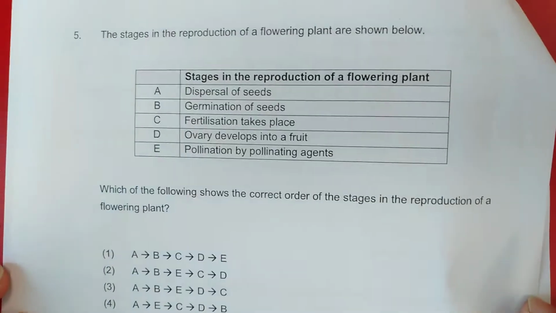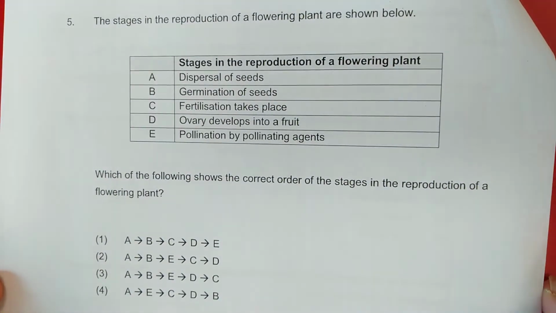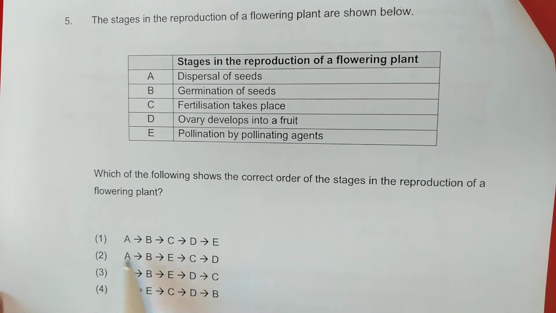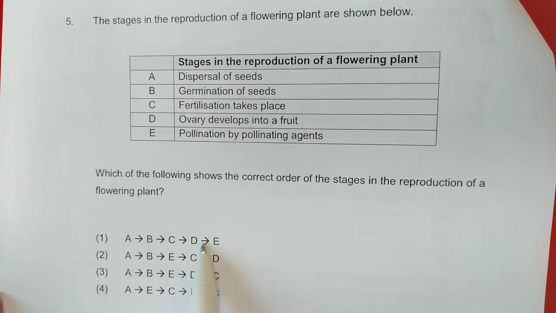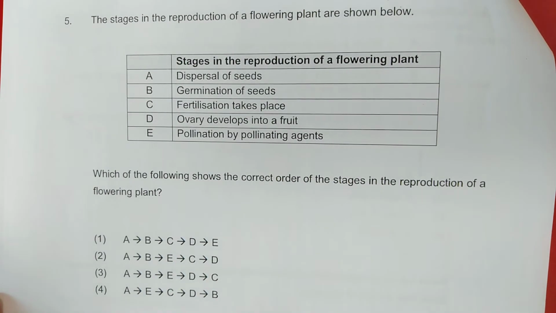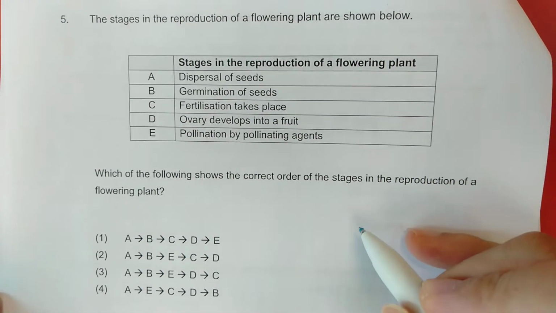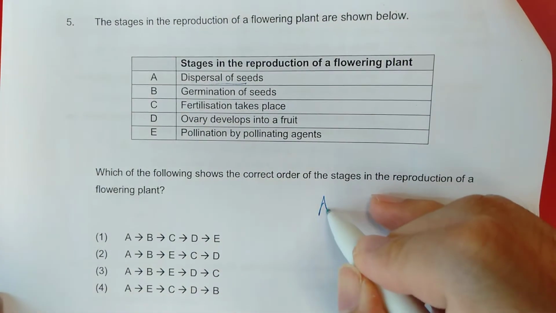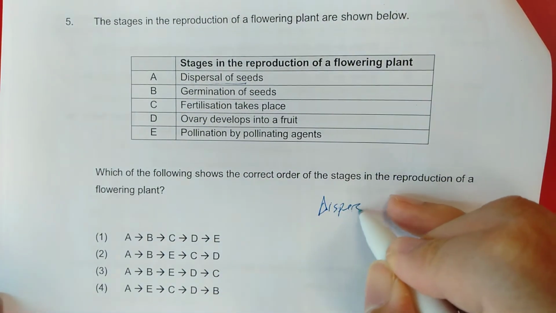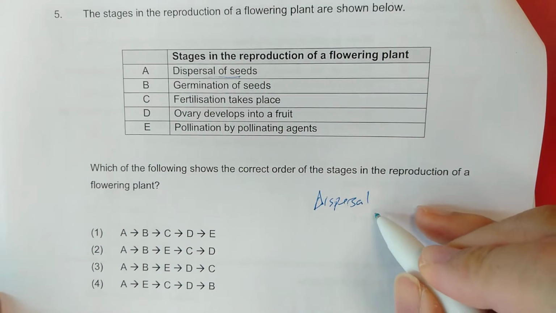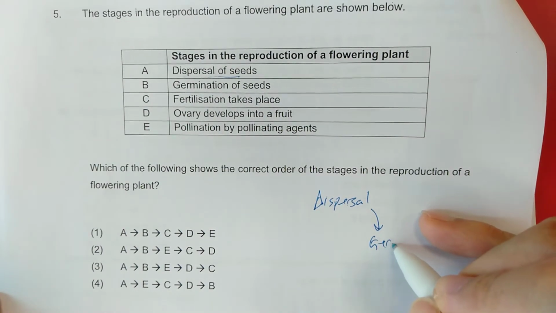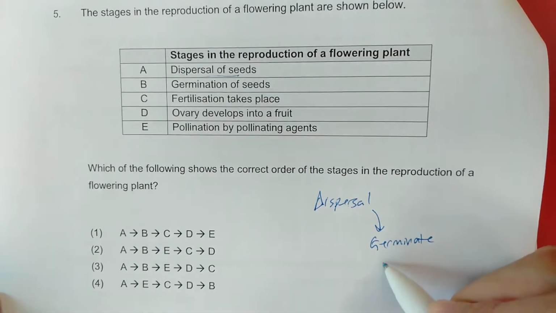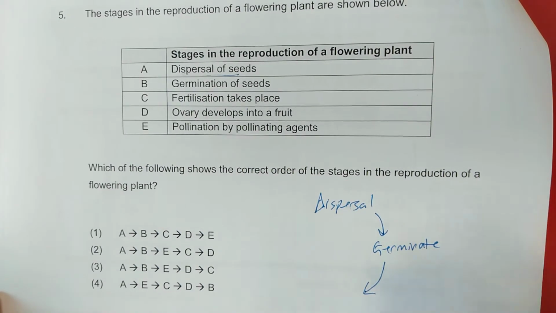Let's go on. There are stages in the reproduction of a flowering plant shown below. Now, if you were to draw this out, actually this is not a cycle, this is a linear fashion. But for the purpose of representing these options in a test paper, I think it is easier this way. Typically, for flowering plants, let's say we start with dispersal. After seeds are dispersed, they land on the ground, and they need to germinate before they can grow. After they germinate, they grow into a young plant, then an adult plant with flowers.